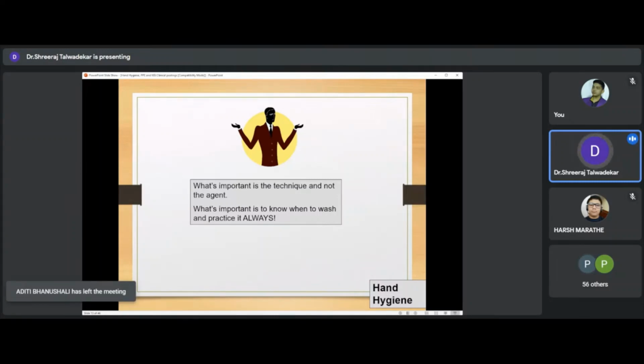So always at the end of the shift or while going home, it is preferable that you use a soap and water hand wash rather than an alcoholic hand rub, which will not act in the presence of organic material. So these are the areas which we frequently miss out during hand washing.